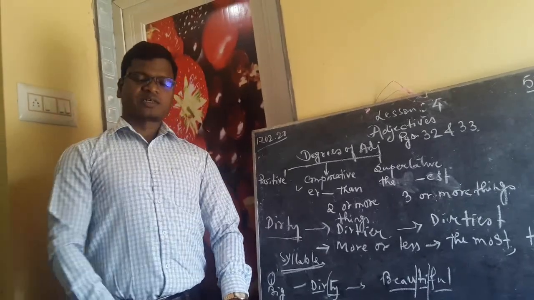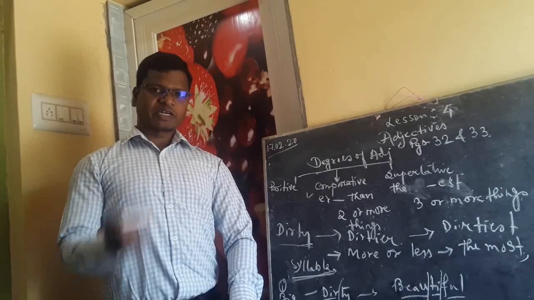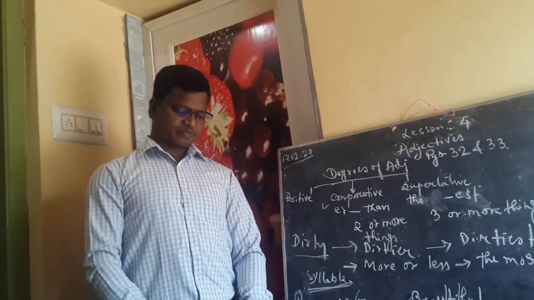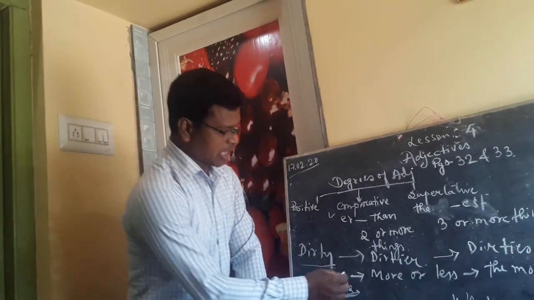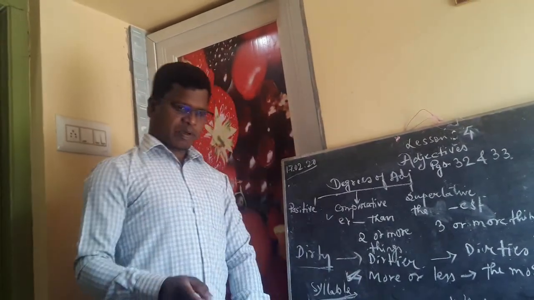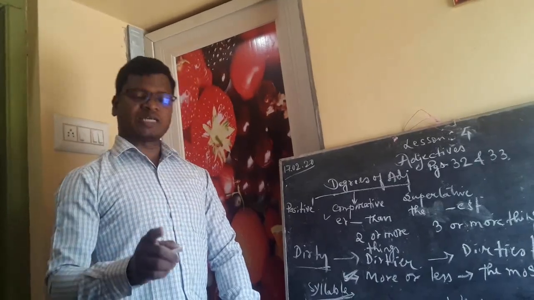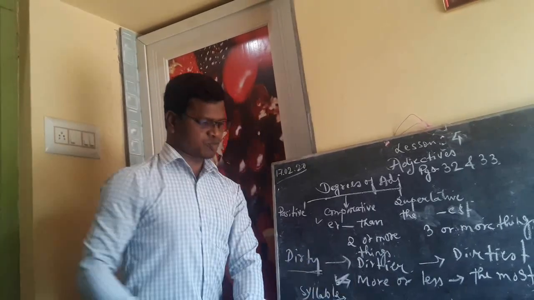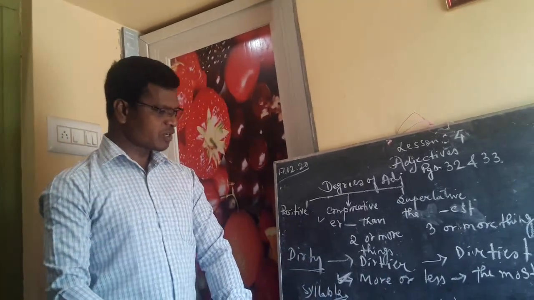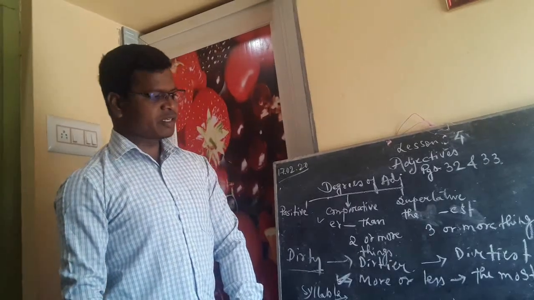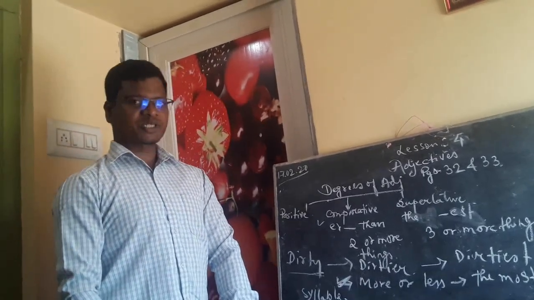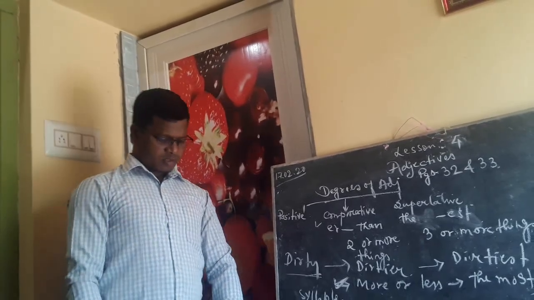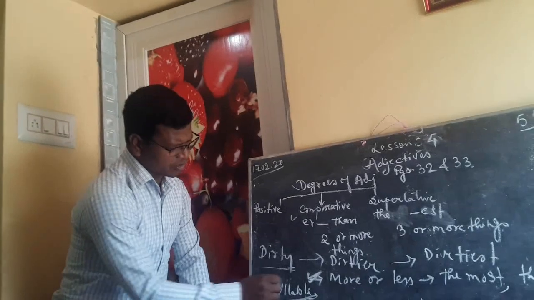When an adjective has 3 syllables or more, we make the comparative with more or less. Here I have written. So if an adjective has 3 or more syllables, then what do we use here? We use more or less in the comparative, whereas in the superlative degree, the most or the least is used. But we need to understand what a syllable is.